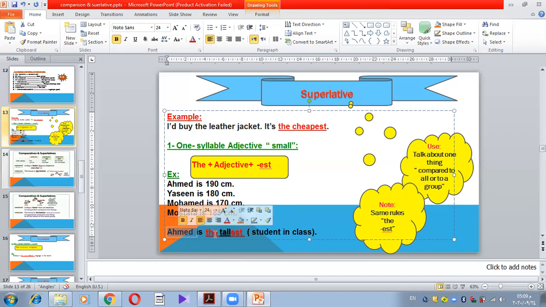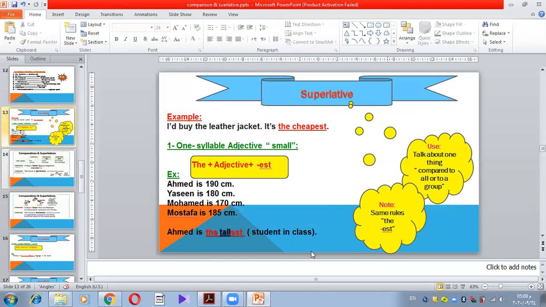How can we make the adjective? It's one syllable. Do you remember? One syllable adjective. It means it has one pronounced vowel, tall. So we added the before it, and then we added to the adjective est. So Ahmed is the tallest. I can add this word. I can say Ahmed is the tallest student in class, or Ahmed is the tallest one in class. Okay, so, or just is the tallest, and it's understood then who.